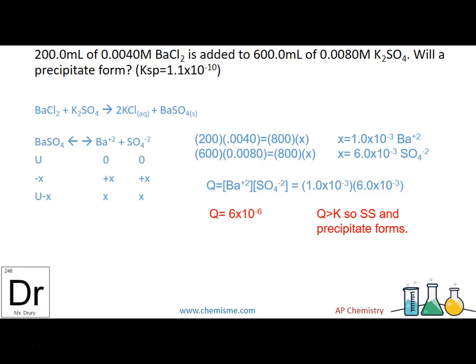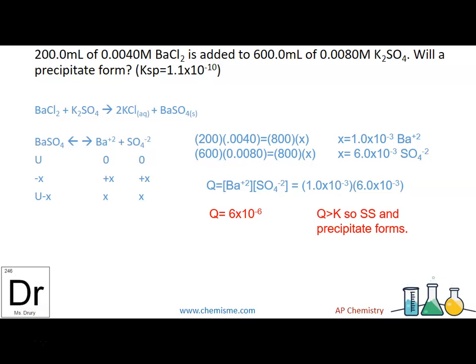A question that might arise is, is it always going to form a precipitate? No. If we had done the same calculation and the Q came out to be 10 to the minus 20, for example, then we would say, oh, it can dissolve a lot more, right? It's unsaturated.